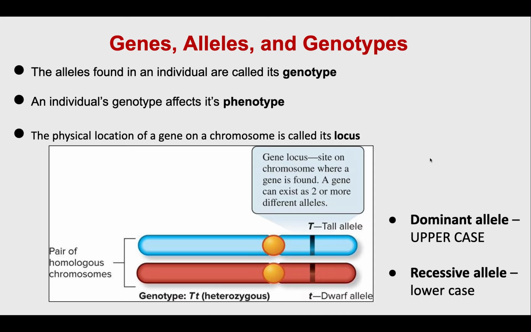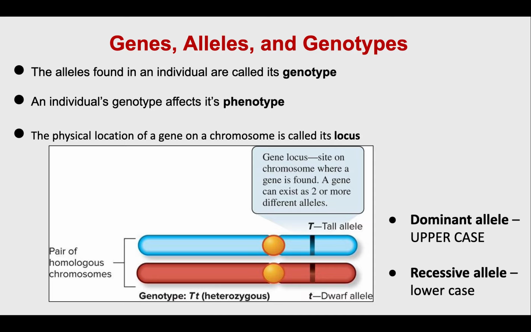Again, I just want to reiterate that the alleles found on an individual are called the genotype. But if we're looking at the effect of the genotype, we're looking at the phenotype. The phenotype is what we see. The genotype is what underlies what we see.